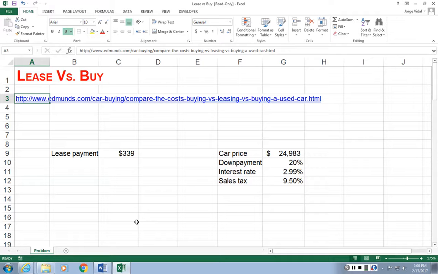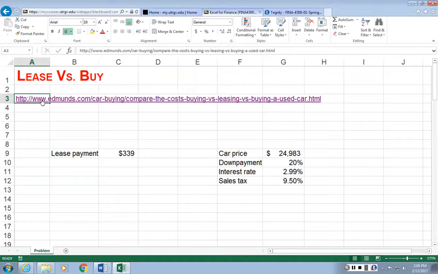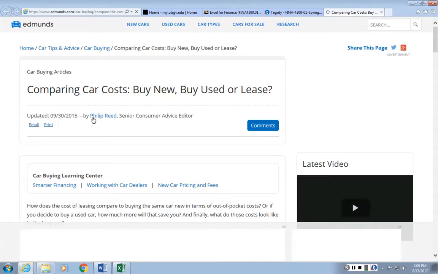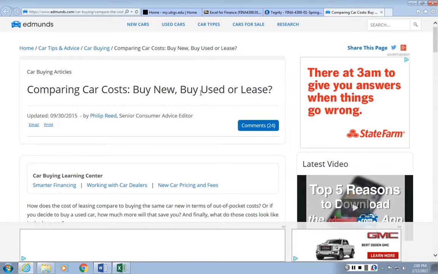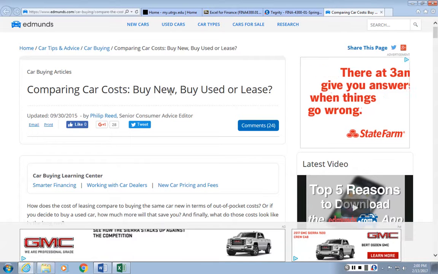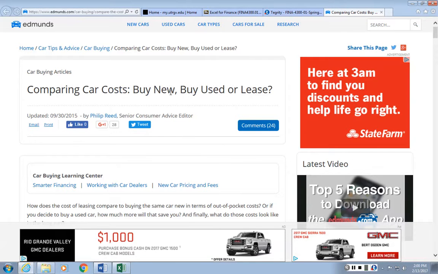Okay? So let's click on, if you click on this link right here, and to do that, you have to go to cell A3, and you see that little hand, and that means you can click on that. And this website, they actually do the calculation for you. And this one actually has three options. You can buy new, you can buy used, or you can do a lease. I'm going to do only buy new and lease. Because when you buy used, it's basically the same thing as new, except the price is going to be cheaper.